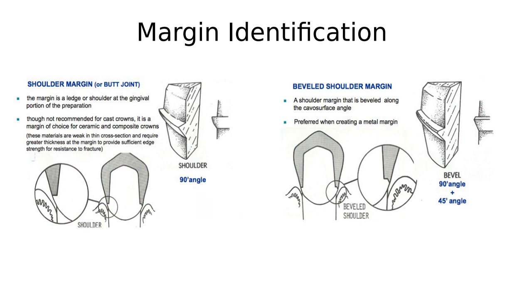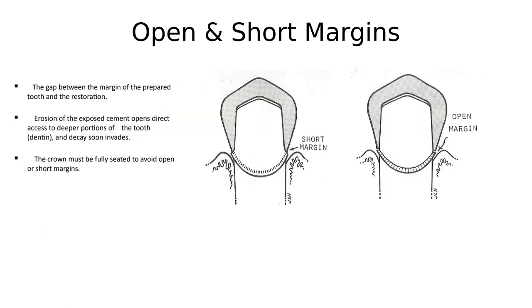And the bevel margin, like I said, is a very good type of margin, especially used for metal substructures. If we do a metal coping and the patient has a margin subgingival, under the gum, that will be an indication for a bevel margin. Open and short margins: the gap between the margin of the prepared tooth and the restoration, that's the open margin.